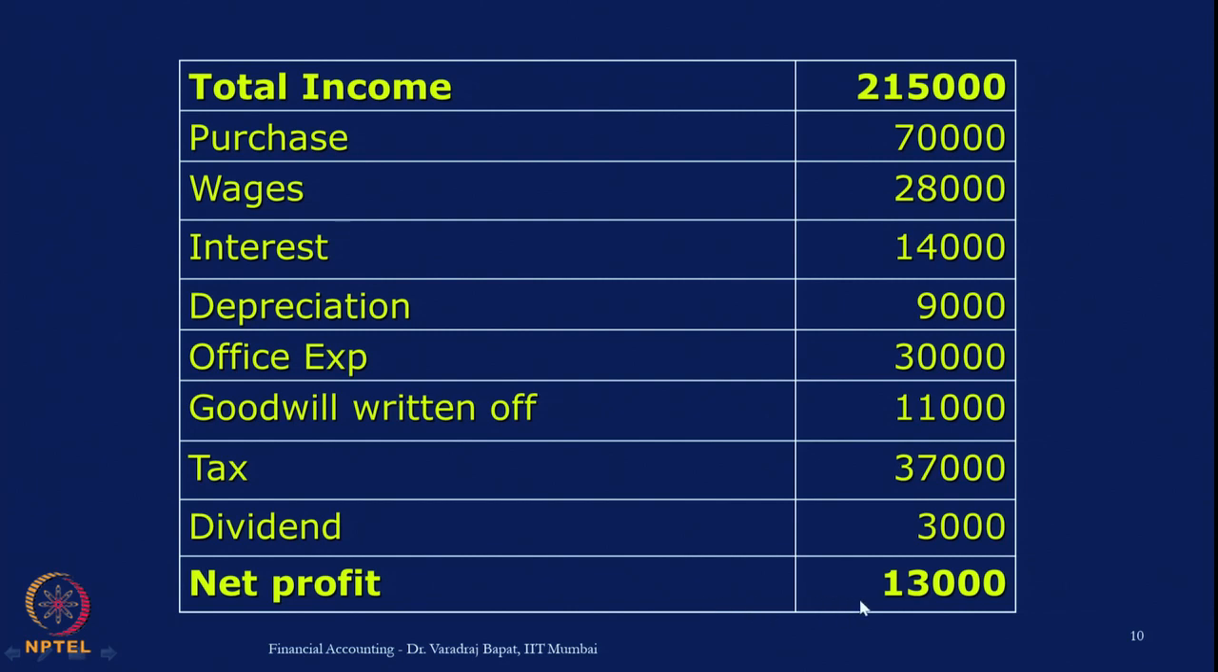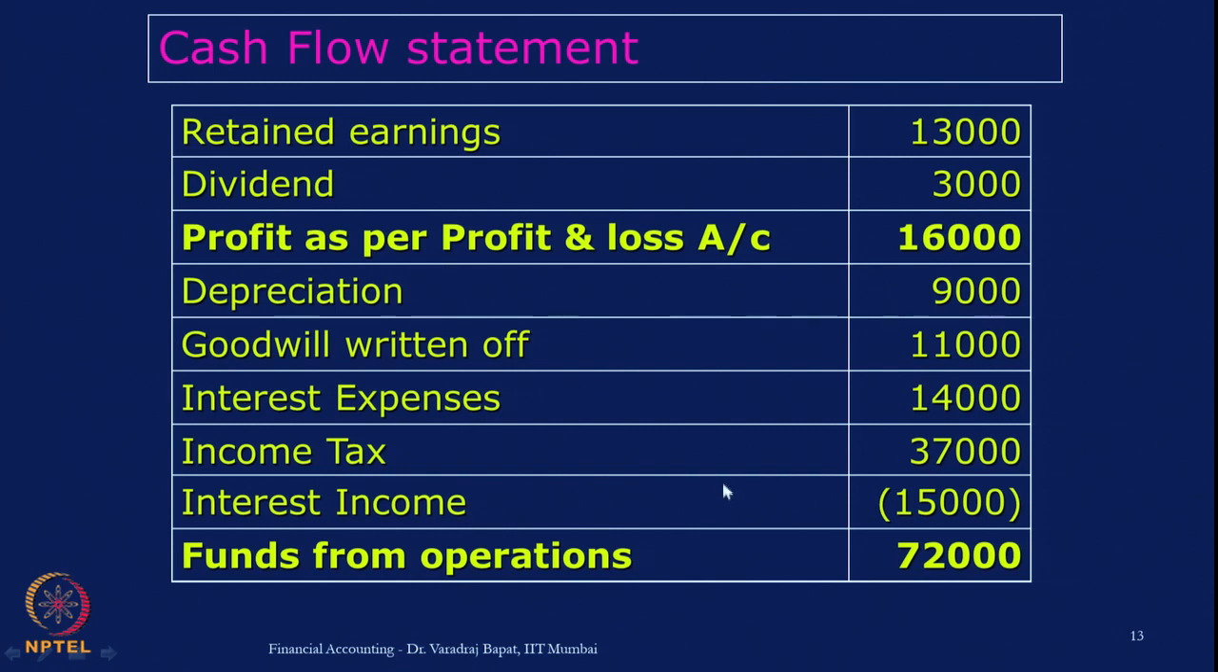We start with profit, add dividend, add tax, add goodwill. Like that we go on adding the items which are, these two are added because they are financing items. Tax is the tax which is provided. Goodwill is written off, depreciation is written off, they are non-cash items. I will just show you the solution. So retained earnings plus dividend gives you profit as per P&L account, which is 16,000. Add depreciation, add goodwill, add interest expense, add income tax, add and reduce interest income.